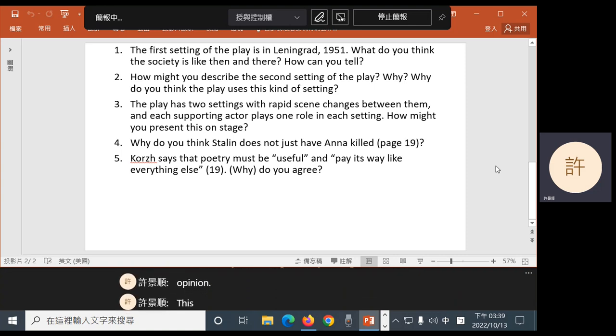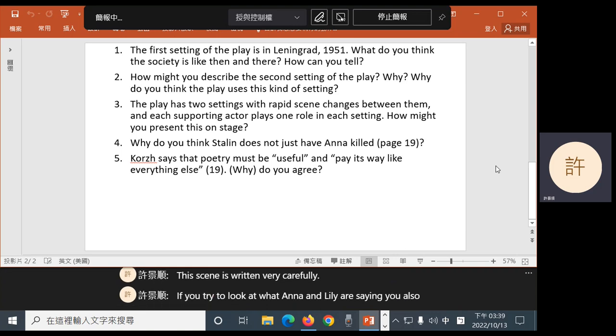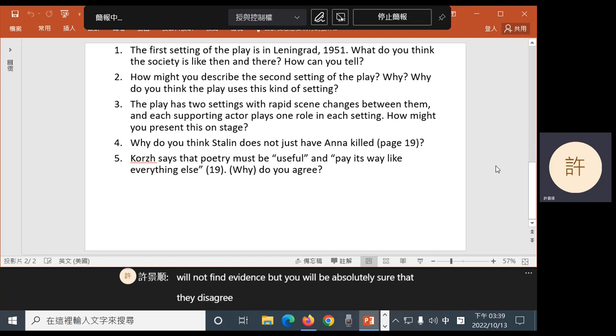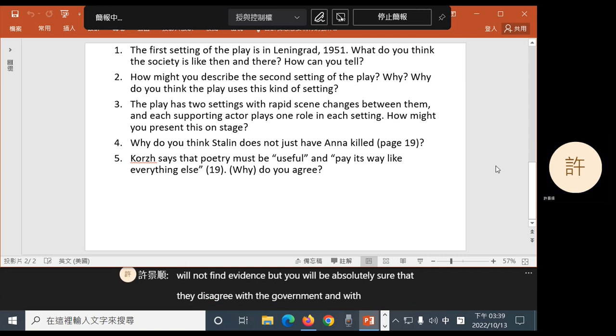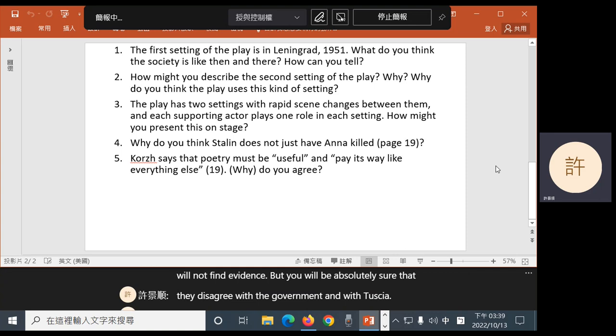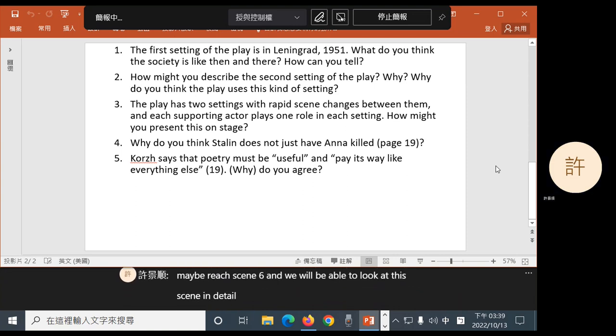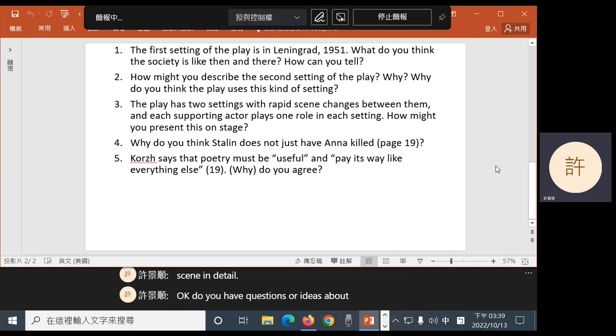This scene is written very carefully. If you try to look at what Anna and Lily are saying, you also will not find evidence, but you will be absolutely sure that they disagree with the government and with Tosia. I think we will have enough time in the next period to maybe reach scene 6, and we will be able to look at this scene in detail. Okay, do you have questions or ideas about number 4? Okay, let's take a short break.